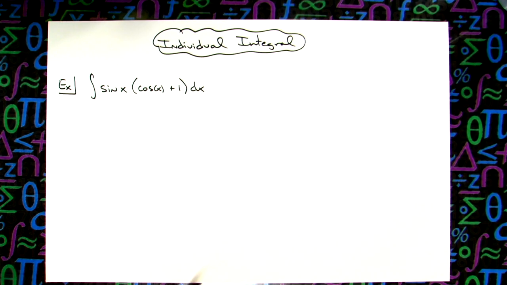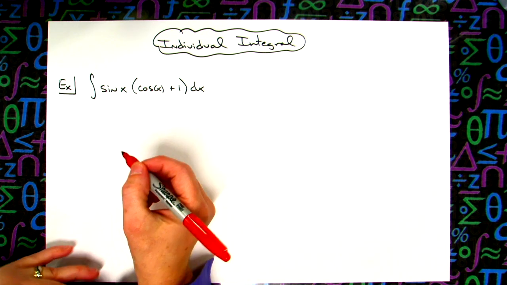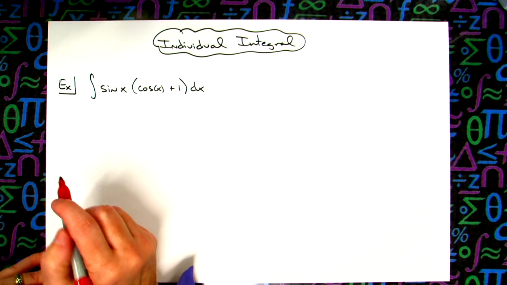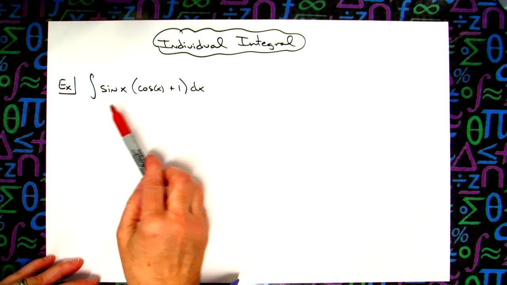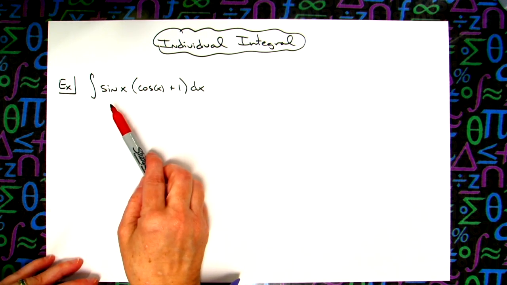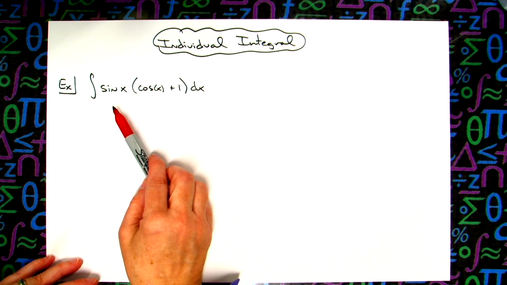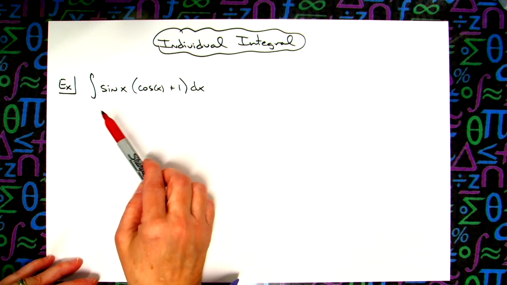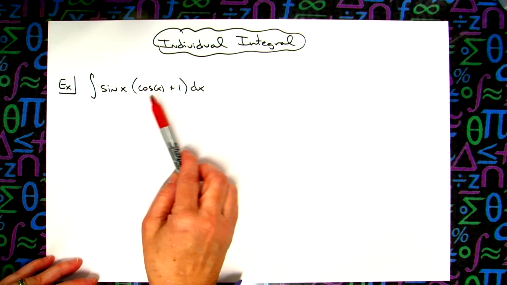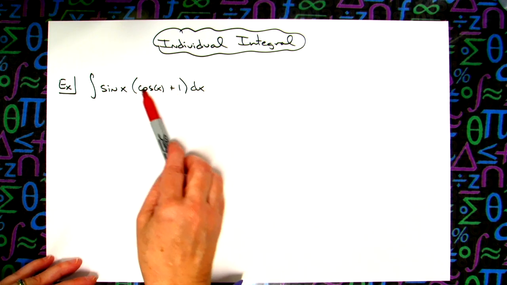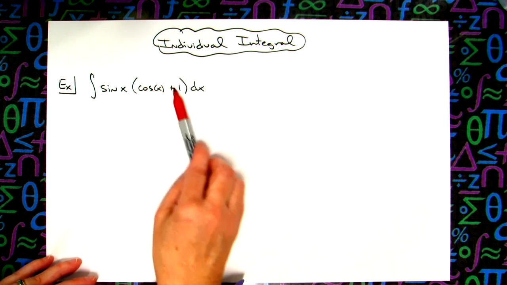In this video, we're going to take a look at a basic U-substitution integral. It would be an integral that you would typically find in a Calc 1 class. All right, so what we're going to do here is take a look at what we're going to have to set U equal to. This is going to most easily be accomplished if we let U be the cosine x plus 1.